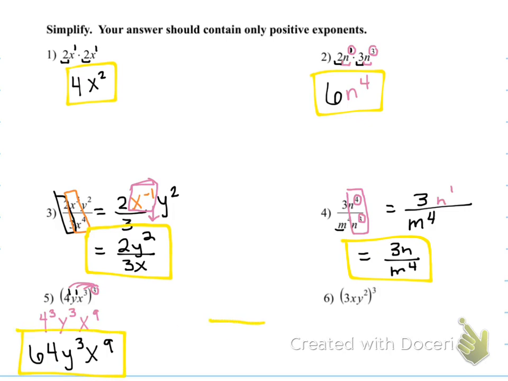Okay, one more problem. Very similar to number 5. Again, make sure everything has an exponent, so I'm adding an exponent to a 3, to the 3, and to the x. So now we can take the number on the outside and multiply through. So I'll have 3 to the third power, x to the third power, y to the 6th power, but our last step is figure out what 3 to the third is, and that's 27. So 27x cubed, y to the 6th.